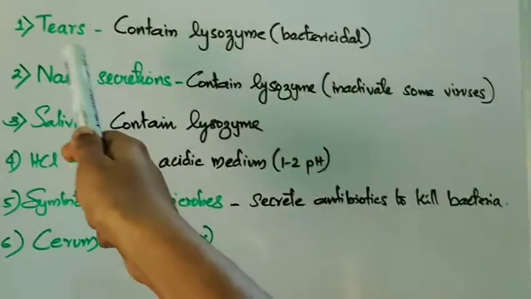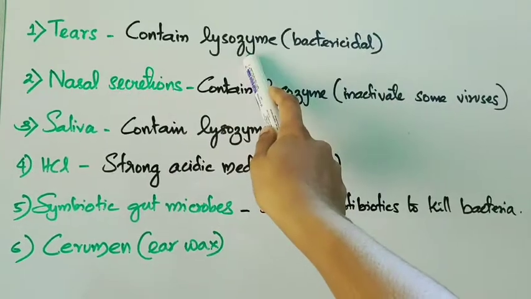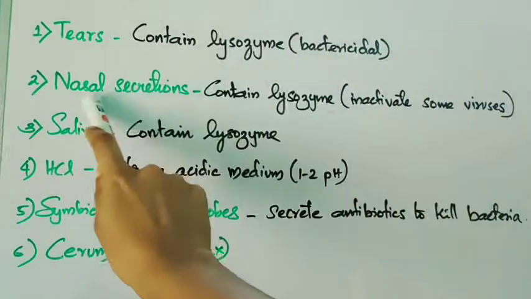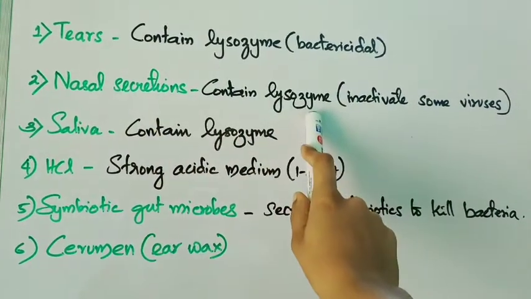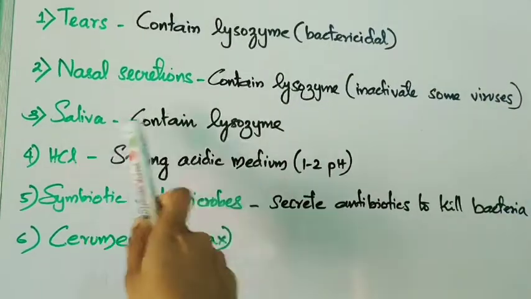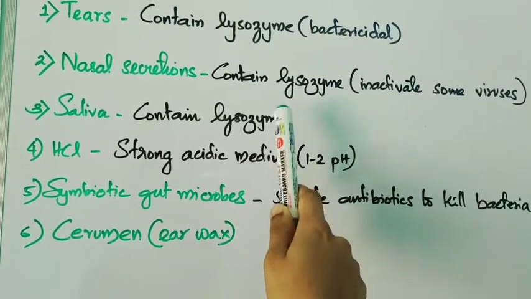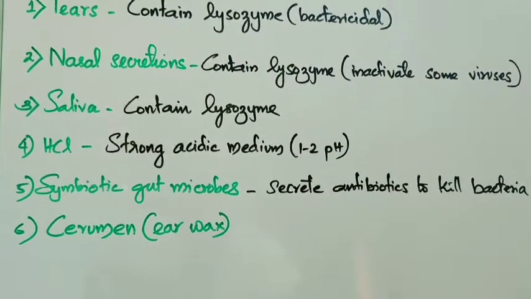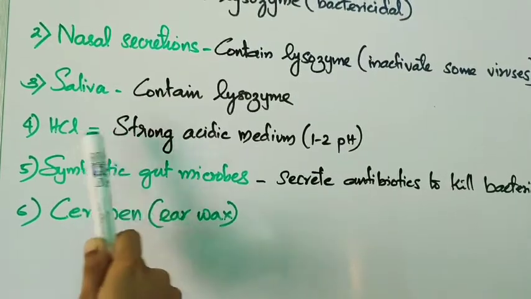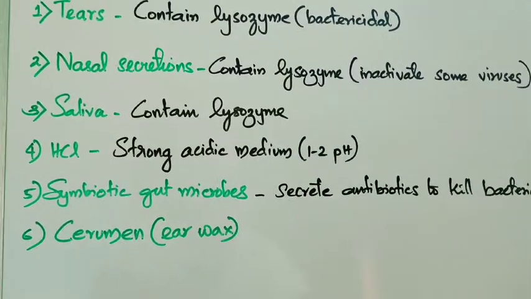For example, tears from the lacrimal gland contain lysozyme. Lysozyme is an enzyme and it is bactericidal in nature. Same goes for nasal secretions. They also contain lysozyme, and this lysozyme can inactivate certain viruses. Our saliva also contains lysozyme, and it kills the pathogens that try to enter through our food. Even if they cross saliva and reach our stomach, there is HCl in our stomach which provides a very strong acidic medium, and in that acidic medium the pathogen will die off.